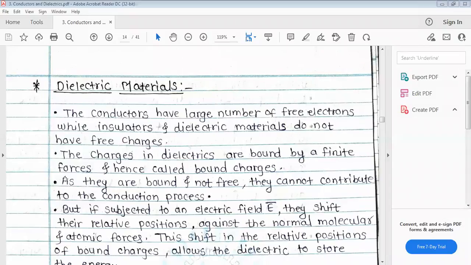If free electrons are not there, will conduction happen, will current flow? No, right? So there is no conduction process.